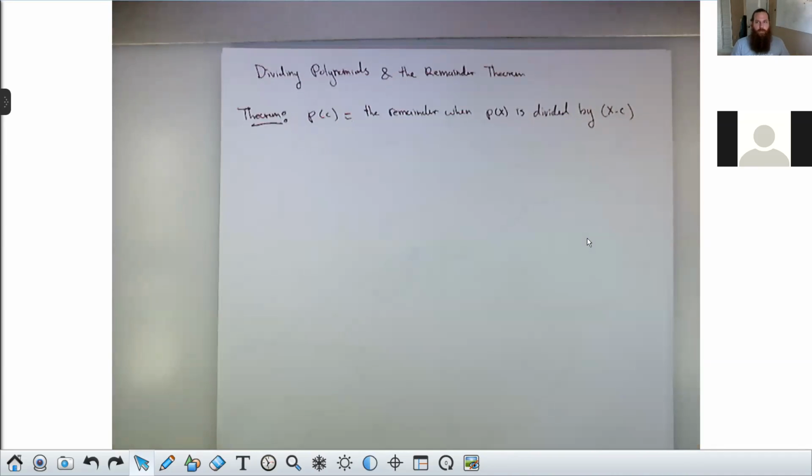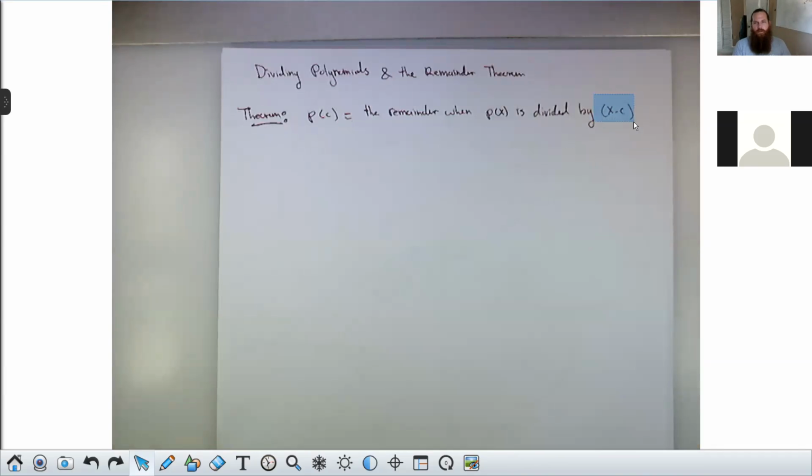So if you have to compute the value of a polynomial at some number and you don't want to just plug that number in, maybe it's too hard, maybe the numbers get big when you do that, you can instead divide the polynomial by the factor X minus C. Think about it with me for a little bit.